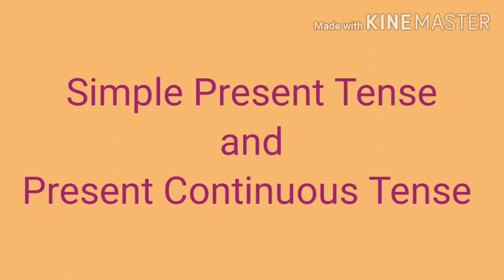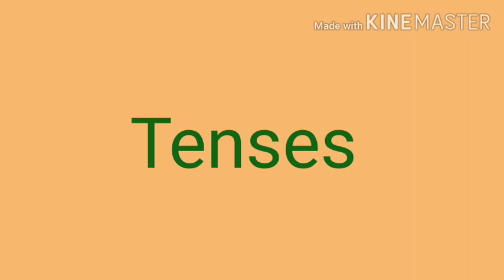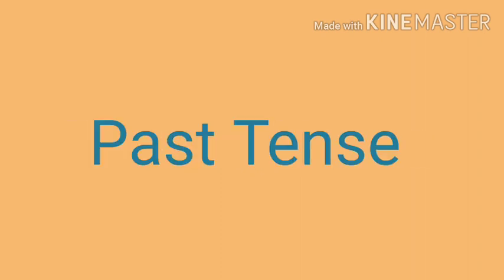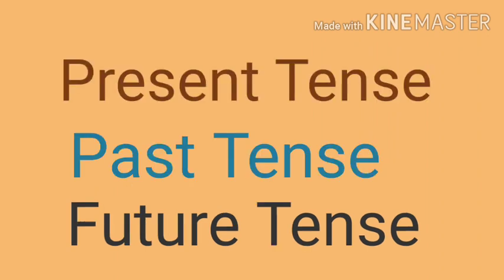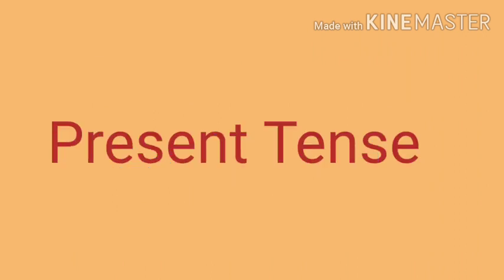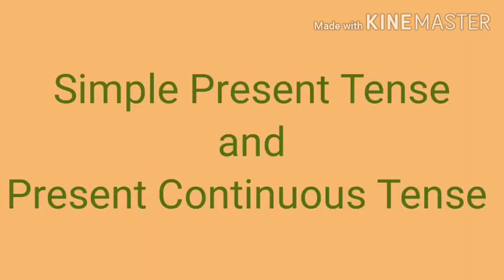In the last class, we have seen the three main types of tenses. They are present tense, past tense, and future tense. These three types of tenses are again subdivided into many types. Today, let us learn two types of present tense. They are simple present tense and present continuous tense.